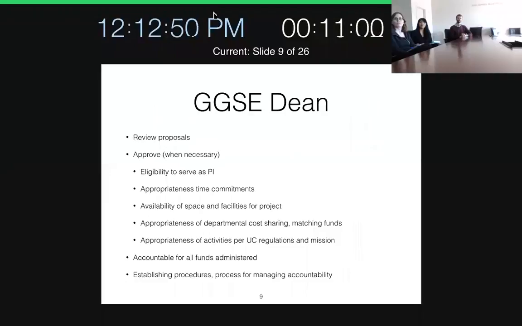It might be a little bit different on the campus elsewhere. But, you know, eligibility for who's a PI, appropriateness of time commitments, thinking about this, is space available for the project? Are there cost sharing or matching funds involved? Appropriateness of activities within UC regulations and mission? Accountable for all funds administered and establishing procedures for managing accountability.